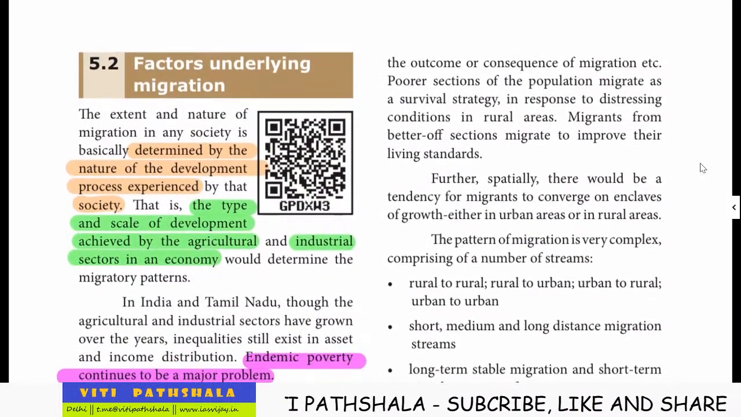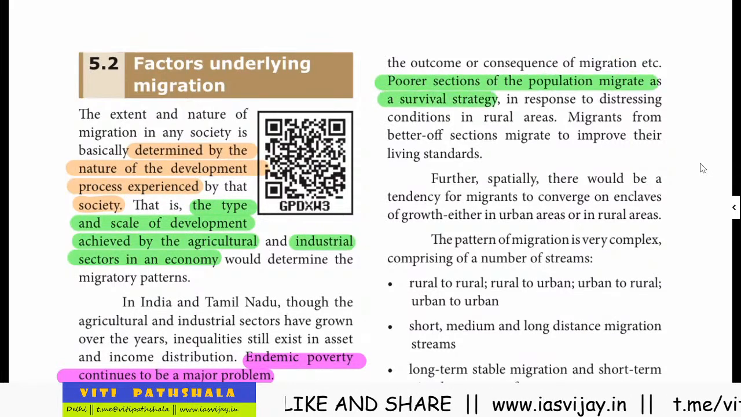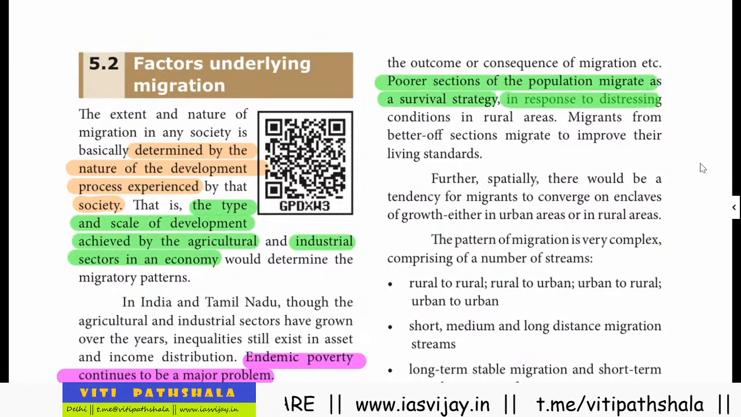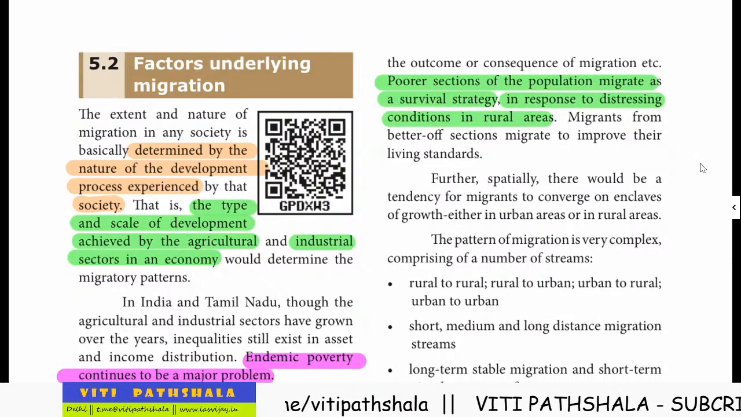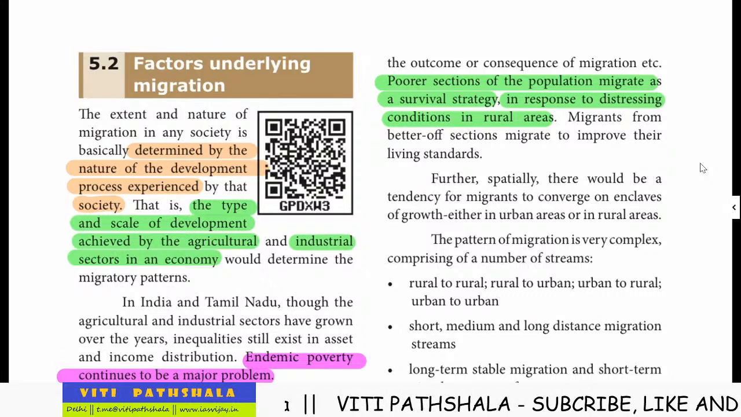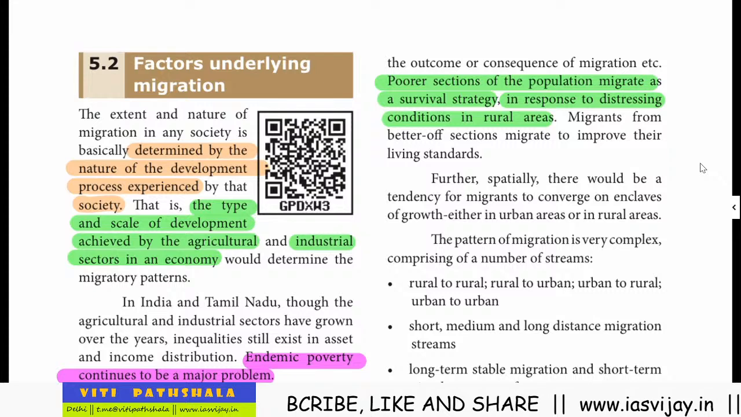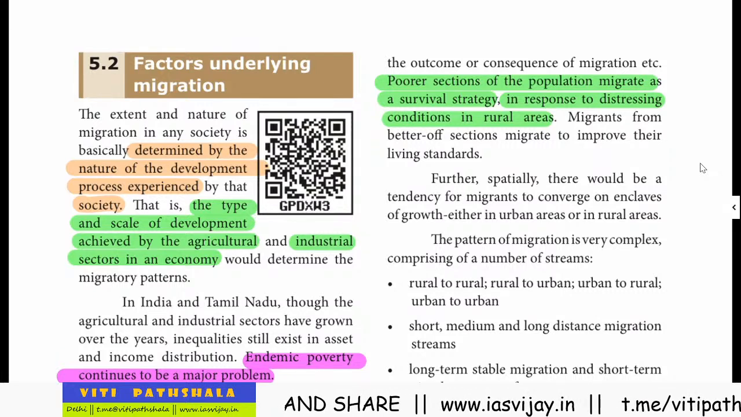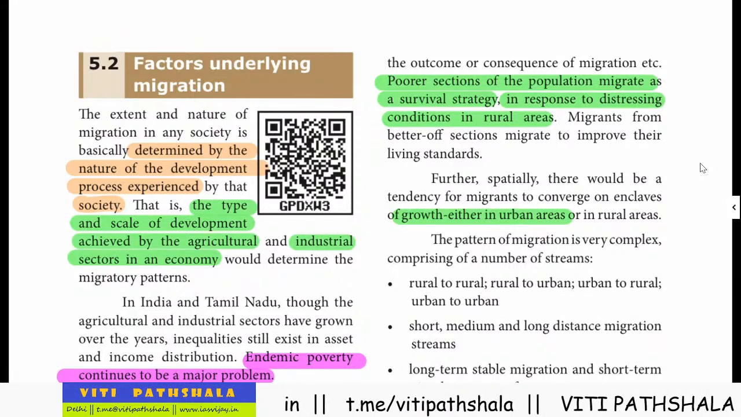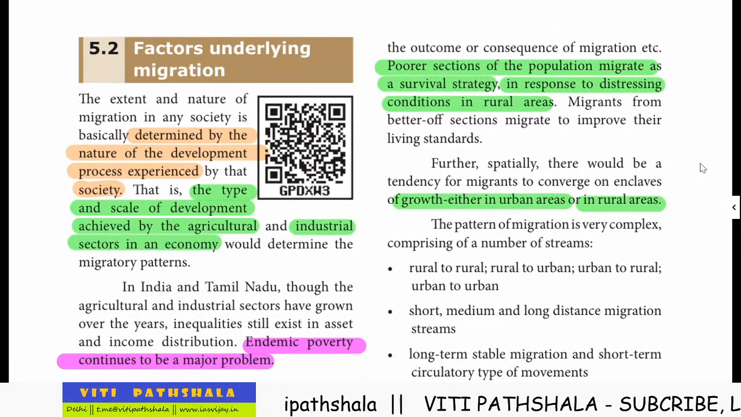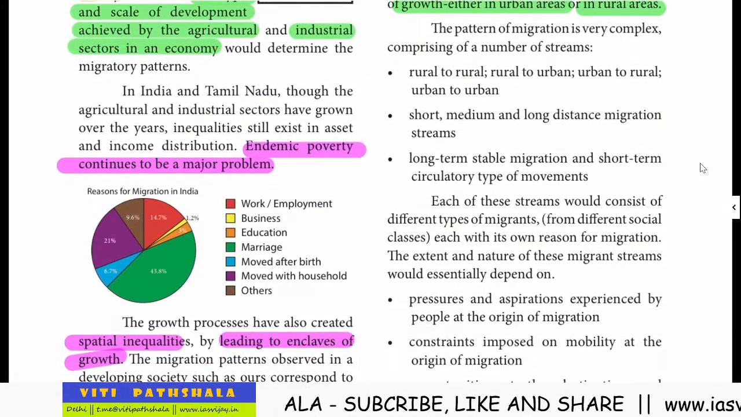The outcome and the consequences of the migration. The poorer sections of the population migrate as a survival strategy in response to the distressing conditions in the rural areas. Migrants from the better off sections migrate to improve their living standard. Further, there would be a tendency for the migrants to converge on the enclaves of growth, either in the urban areas or in the rural areas. The pattern of the migration is very complex, comprising a number of streams.